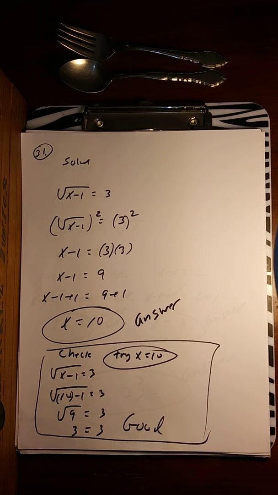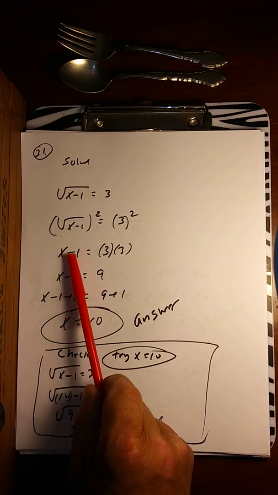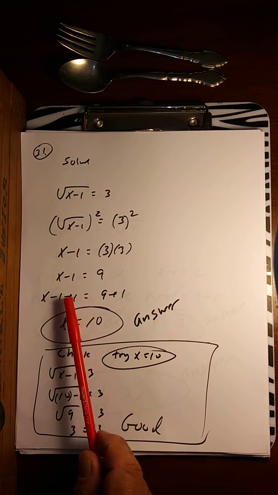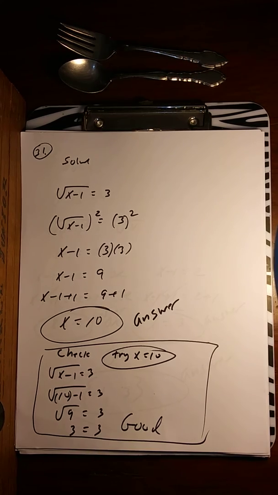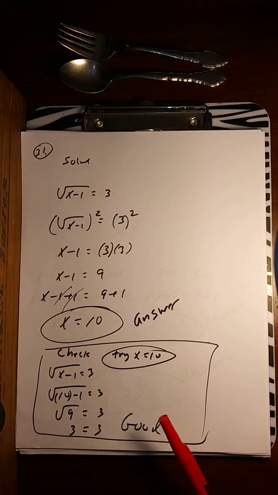Alright, let's try this one. Square root of x minus 1 equals 3. Square both sides again. This is x minus 1. 3 times 3 is 9. Plus 1, plus 1. And I know these guys are gone. So now we have x equals 10. Let's check it. Put the 10 back in the original problem. 10 minus 1 is 9. Square root of 9 is 3. 3 equals 3. Yeah, it does. It works. So the answer is 10.